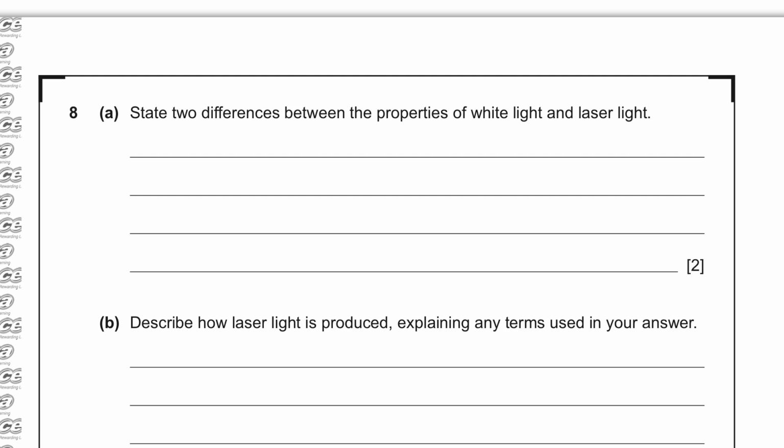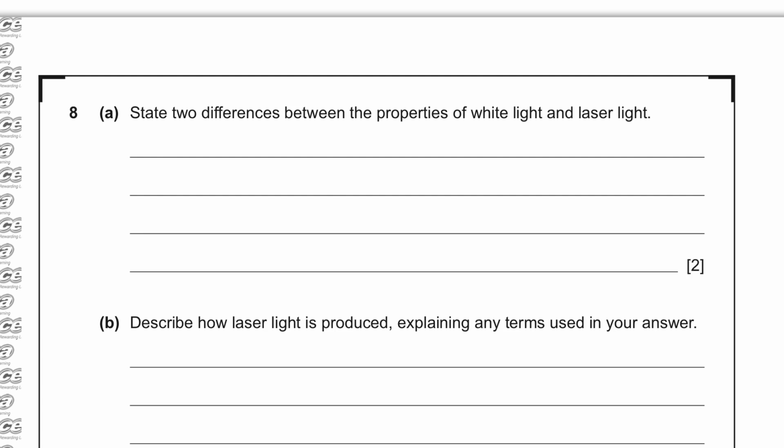Question 8a. State two differences between the properties of white light and laser light. So, what properties does white light have? Well, it's got a mixture of colours, whereas laser light is what we call monochromatic. It only contains one colour. So white light has many colours, whereas the laser is monochromatic.